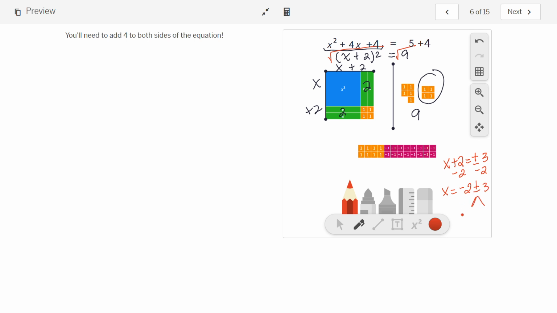Now that gives you two x values. That gives you negative 2 plus 3 or negative 2 minus 3. Negative 2 plus 3 is positive 1, and then negative 2 minus 3 is going to give you negative 5. Now, those are rational numbers. Those are integers, positive numbers, counting numbers, and negatives.